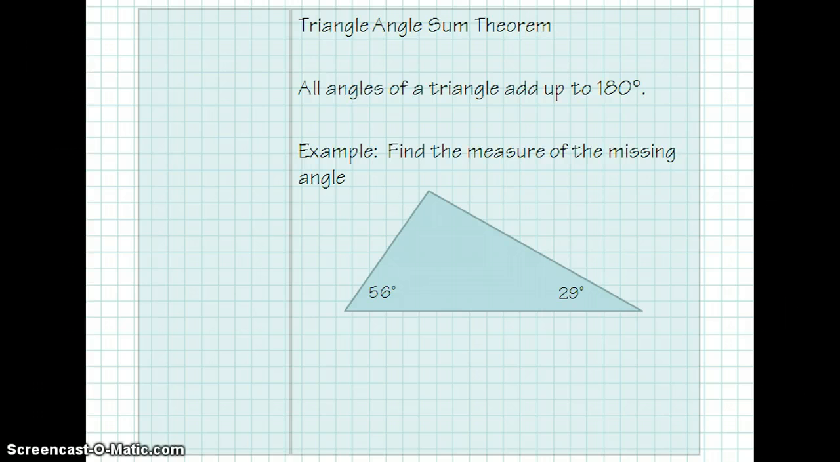So the first thing we're going to talk about is the triangle angle sum theorem. Now when I've been talking to y'all, I've noticed all of you seem to remember that the angles of a triangle add up to 180, and so this is really all we're talking about here. So if I know two angles of a triangle, to find the third angle, I just add them together, subtract it from 180, and so in this case, I would get 95.